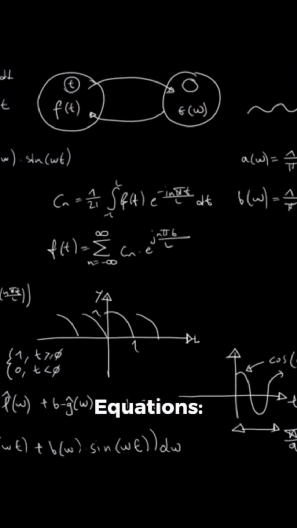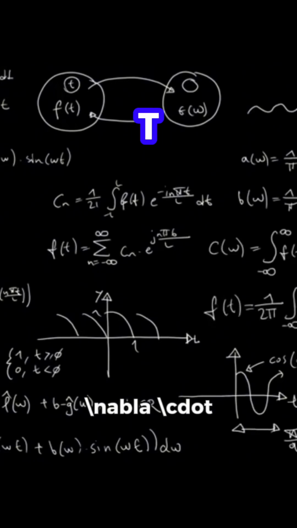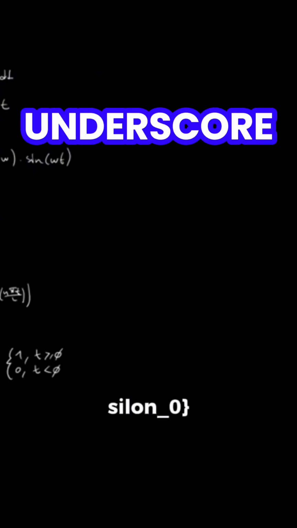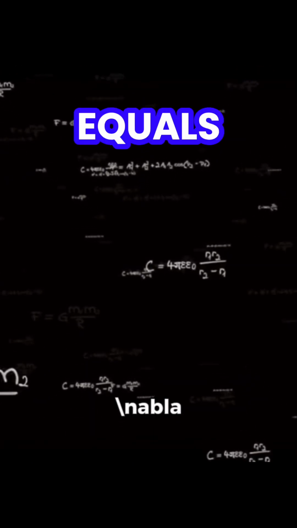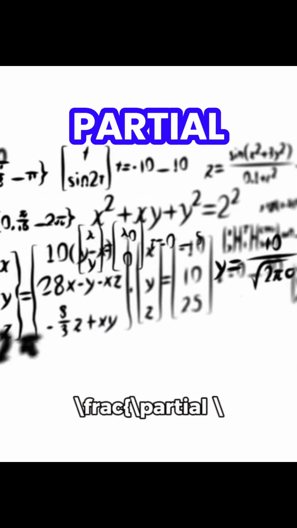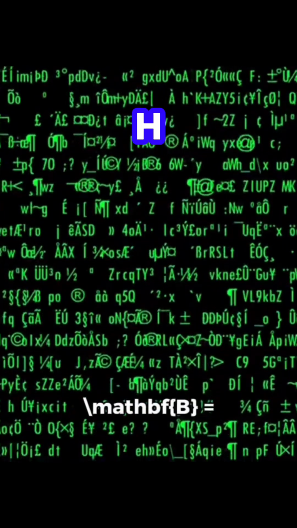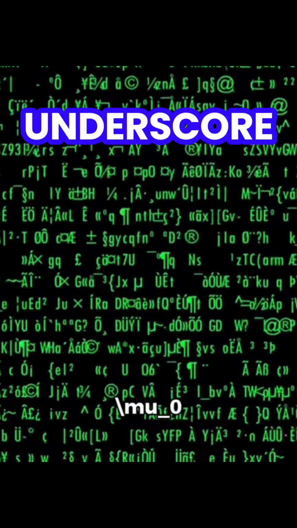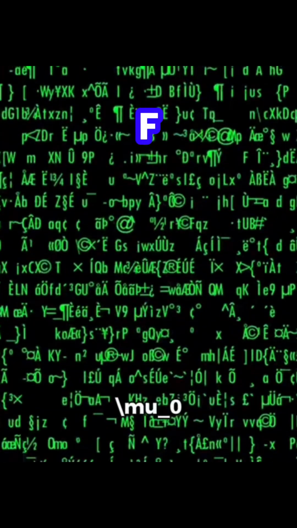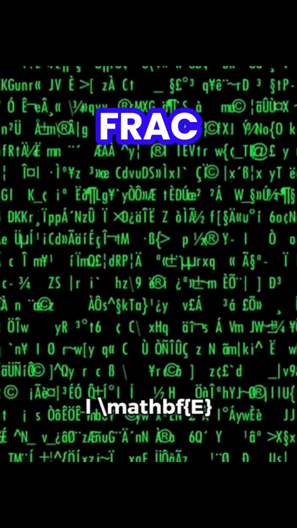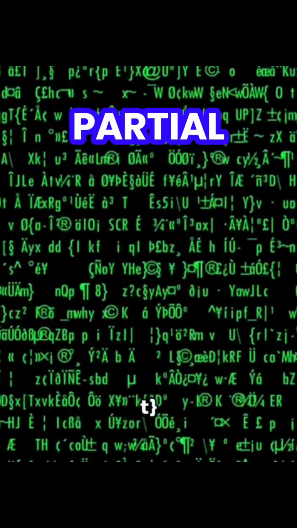Maxwell's equations. ∇·E = ρ/ε₀, ∇·B = 0, ∇×E = -∂B/∂t, ∇×B = μ₀J + μ₀ε₀ ∂E/∂t.